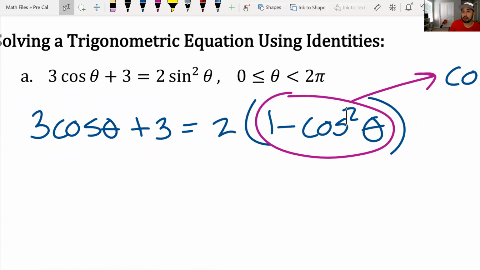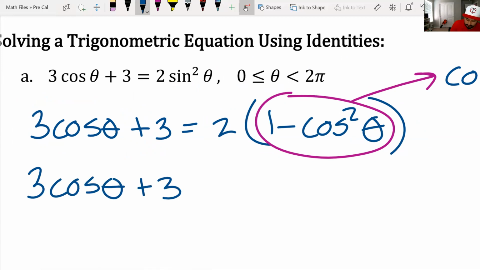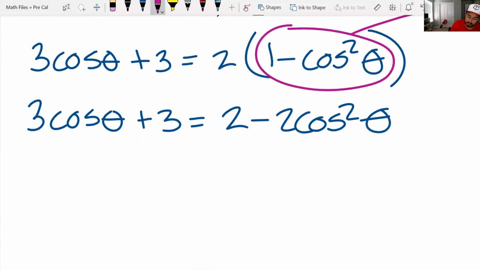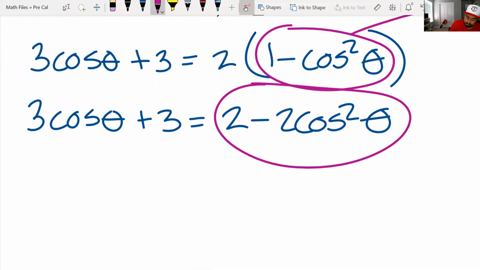So we have now put it all in terms of cosine. Let's go ahead and first rearrange it. 3 cosine theta plus 3 equal to 2 minus 2 cosine squared theta. Now I'm going to take everything on the right side and move it to the left.